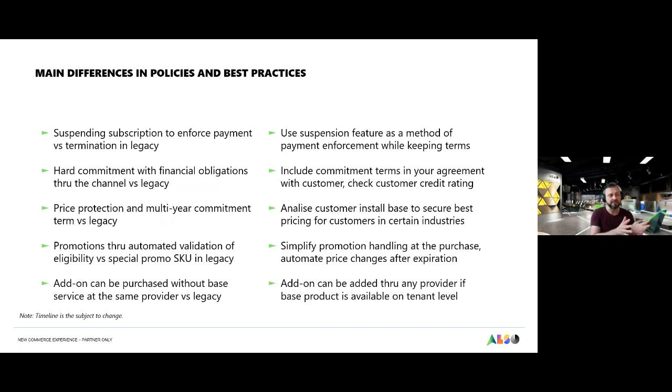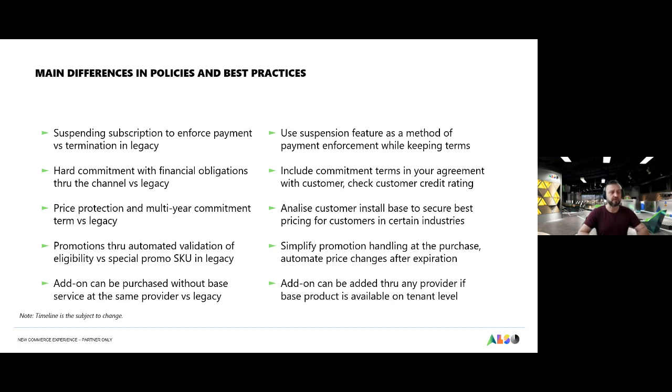Some more features, of course, are suspending, which is not available in legacy, but now you can suspend the subscription and force the payment from the customer. So that's really something interesting. Instead of terminating licenses like you have today, right? You have a termination feature. You can terminate and the customer will not be able to use the software anymore. But suspending will keep the billing. Suspending means that the billing will continue. The customer will still need to pay even if he cannot use the software and services.